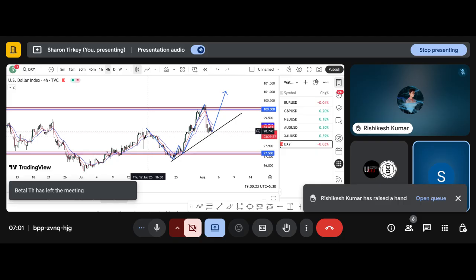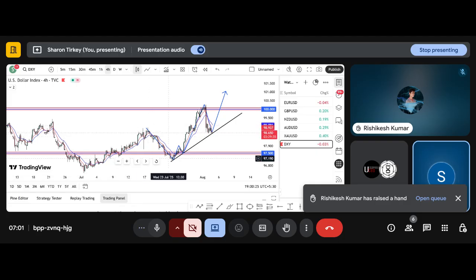Here lower high, lower low, lower high, lower low. Now here the market shifts upside. So that's the reason this has become higher low, higher high, higher low, higher high. Okay. Here you see it is a W pattern for offside.